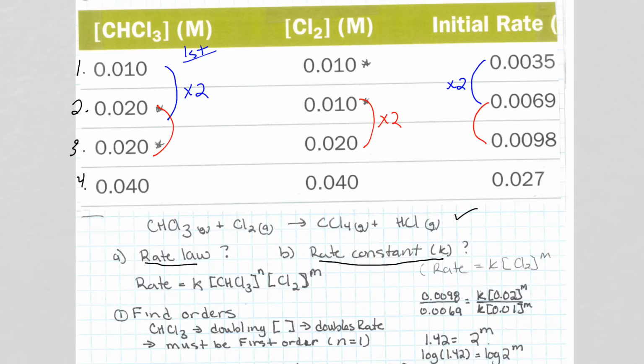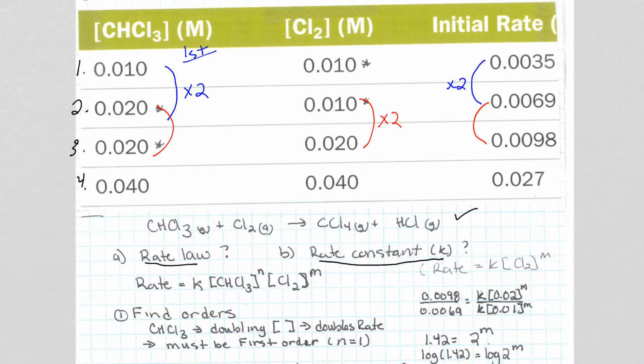Well, it went from 0.0069 to 0.0098, or 0.01. Well, okay, this is a little bit trickier, right? Because if I were to do my calculation and I get 0.0098 divided by 0.0069, what we see is it didn't go up by twice, it didn't stay the same, it didn't quadruple, right? The things that we would expect it to do if it was zero or first or second order.